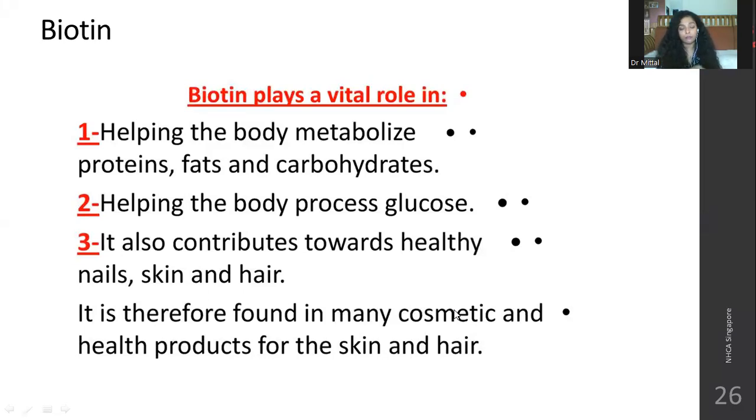Therefore, it is found in the majority of your cosmetic and health products for skin and hair. Nowadays, biotin supplements are sold in the form of hair gummies, skin gummies, etc. The issue is that biotin is not the only nutrient associated with hair loss. There are other external factors along with biotin deficiency.